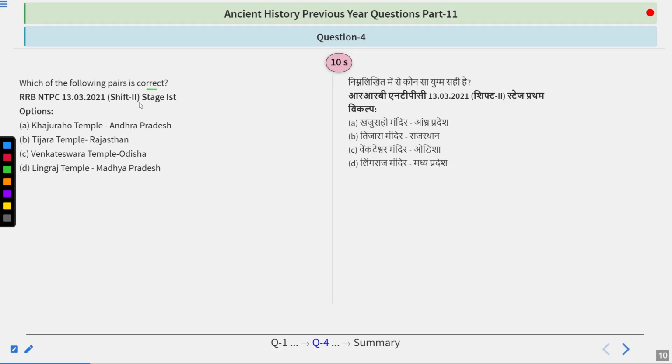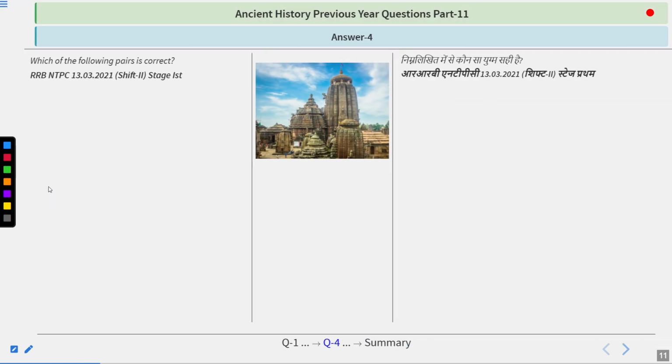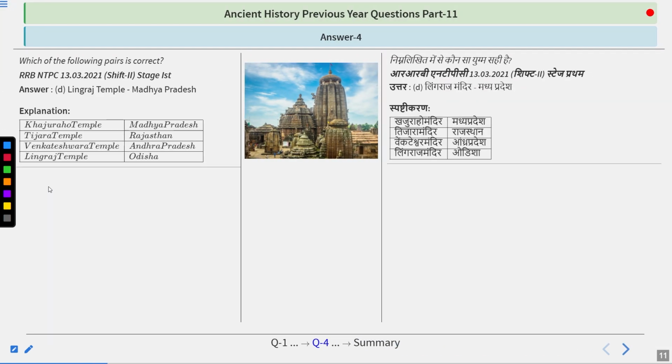Which of the following pairs is correct? Khajuraho Temple, Andhra Pradesh; Tijara Temple, Rajasthan; Venkateshwar Temple, Odisha; Lingaraj Temple, Madhya Pradesh. Try to answer this one. And I guess you got the right answer. The answer is Lingaraj Temple, Madhya Pradesh.